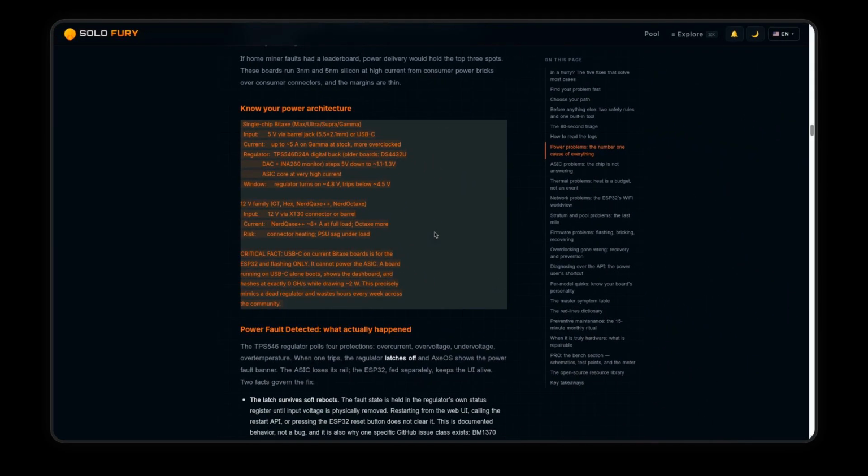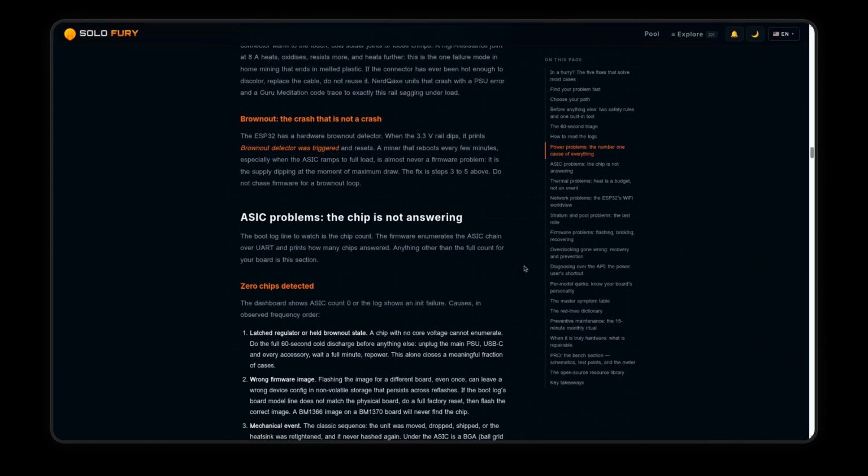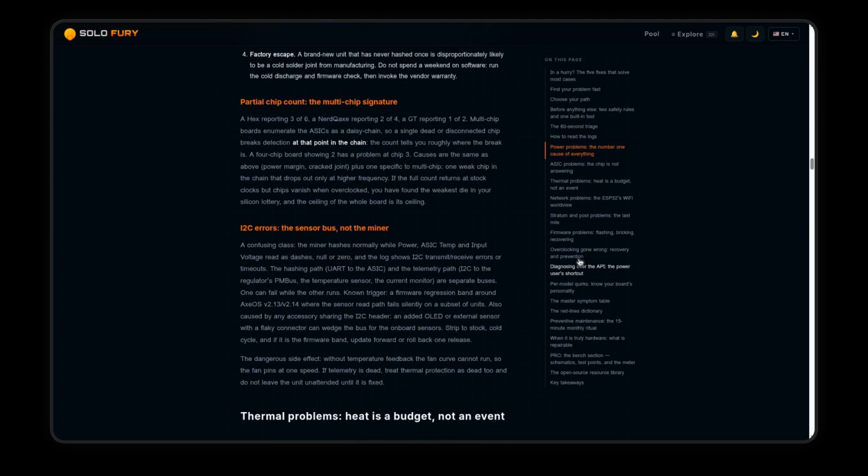a failed component. Next, we look at ASIC problems, where the primary concern is the chip's communication with the board. This area helps diagnose scenarios with 0 chips detected, or partial counts that indicate sensor bus failures.